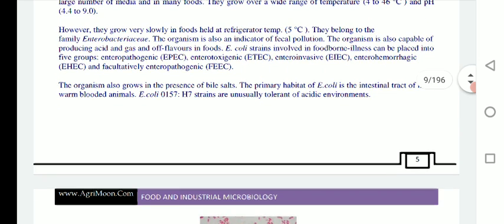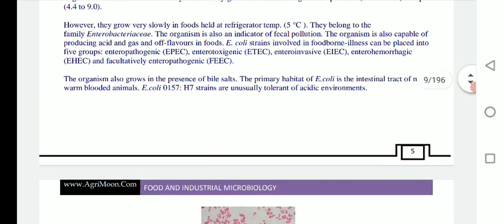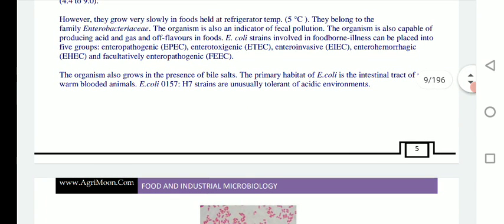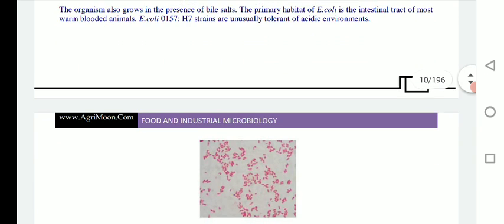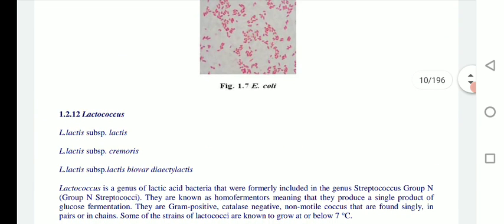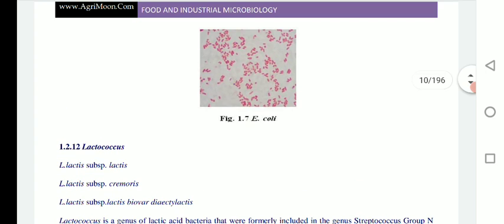The organism also grows in the presence of bile salt. The primary habitat of E. coli is the intestinal tract of most warm-blooded animals. There are different strains of E. coli, and some strains are usually tolerant to acidic environments. This is a picture showing E. coli cells.